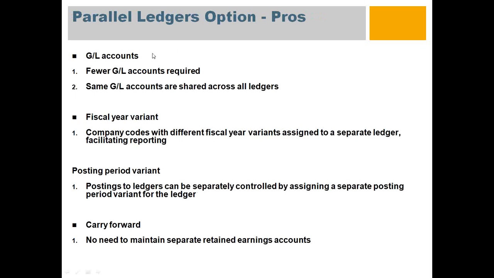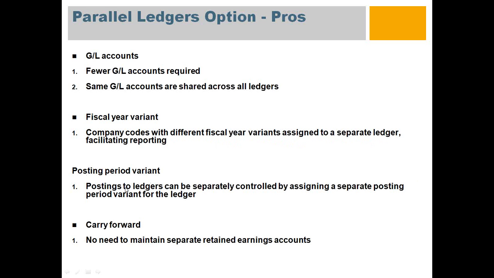So parallel ledger options: you have fewer GL accounts. In the older version, people kept adding GL accounts based on IFRS accounts or GAAP accounts, just adding accounts for different accounting purposes. New GL minimizes that, so you only have fewer GL accounts. Fiscal year variant: company codes with different fiscal year variants are assigned to a separate ledger. Very key concept. A lot of people ask this during interviews. Company codes with different fiscal year variants are assigned separate ledgers.